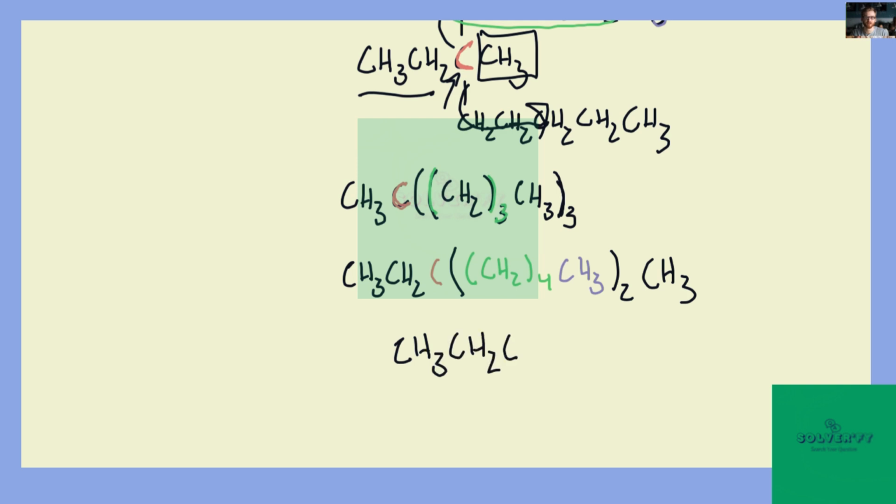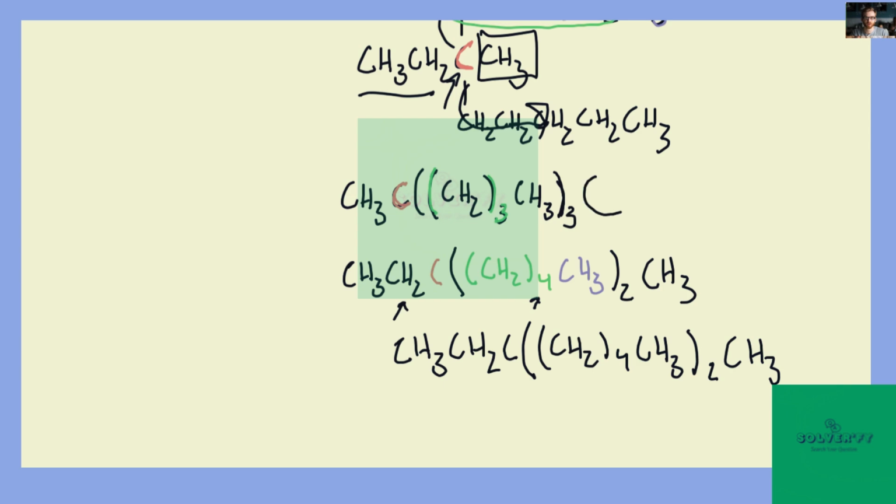CH3, CH2, C, open parenthesis, CH2, 4 of them, CH3, 2 of those branches, and ending in CH3. So you were very close. You just missed a CH2 there, and a single CH2 there should be a 4 instead of a 3, and then you missed the CH3 at the end, right? So your errors were there, and at the end. But otherwise, very close.